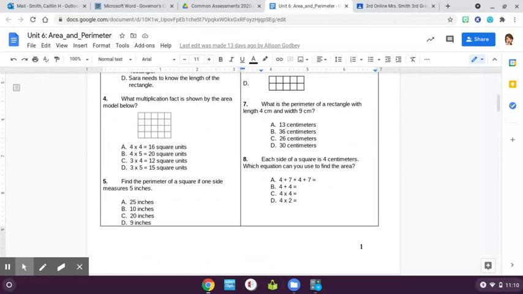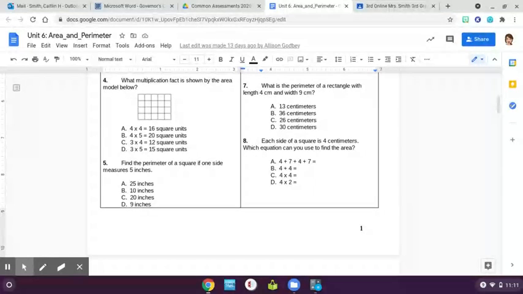Question 7. What is the perimeter of a rectangle with length 4 centimeters and width 9 centimeters? Remember, perimeter means you add up all the sides. So a rectangle has 4 sides. So you would need to do 4 plus 4 and 9 plus 9.